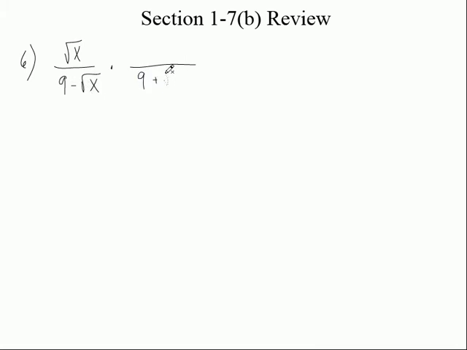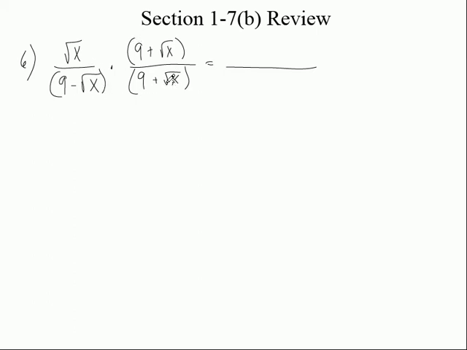9 plus the square root of x. Do that to the bottom, and do it to the top too, right? Everybody with me on that? It's called multiplying by its, what's the word? Conjugate.